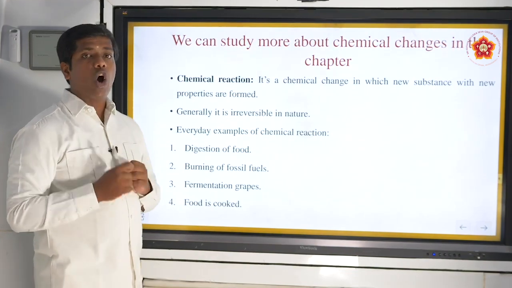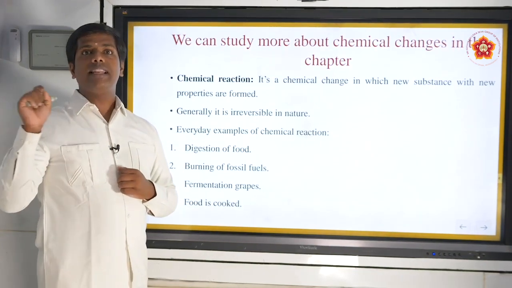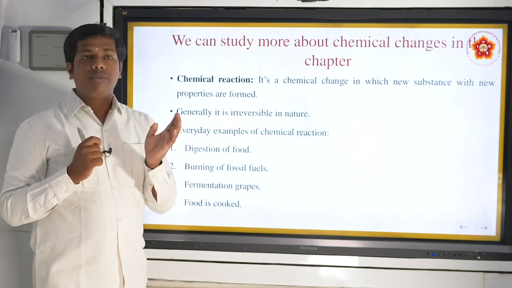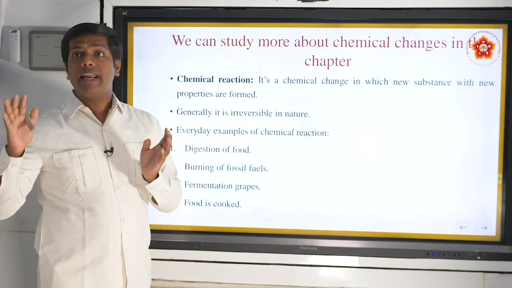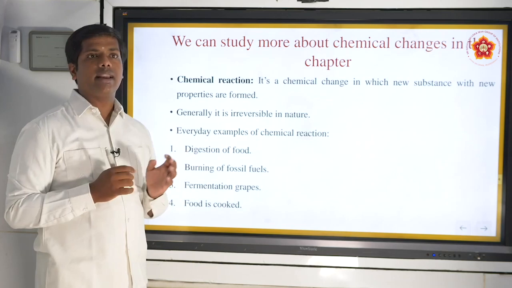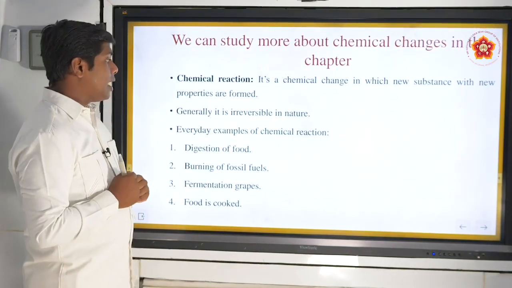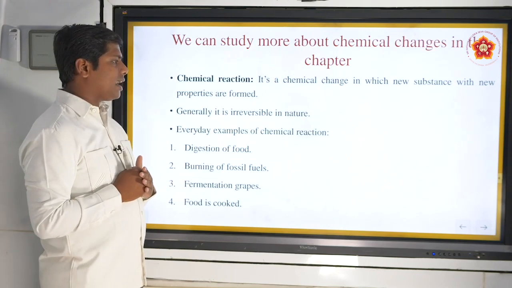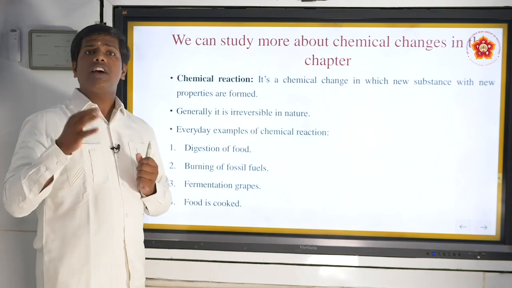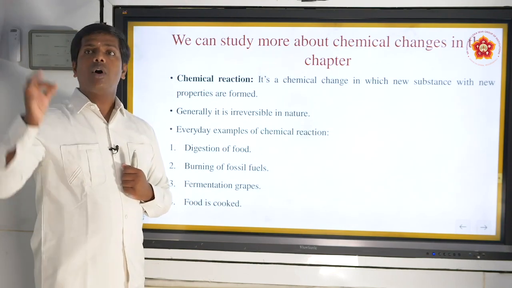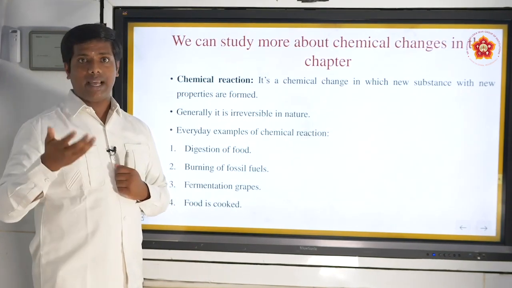A chemical reaction is always irreversible in nature. Once the reactants react and products are formed, they cannot be changed back to the original reactants. So it is irreversible. Everyday examples of chemical reactions: there are thousands of reactions that take place in our body from young to old age. That is also chemical reactions.